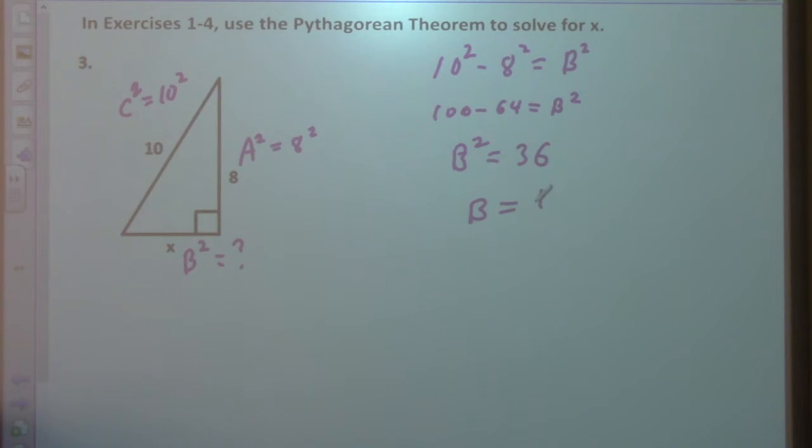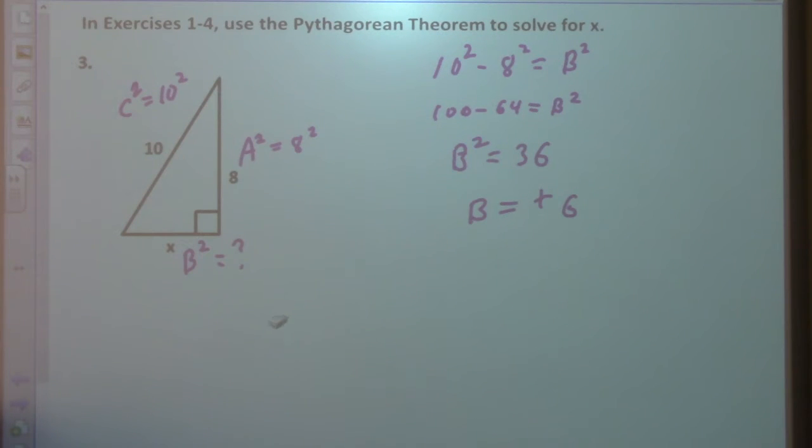we'd say plus or minus 6, but is it really plus or minus 6? No, why not? You're not going to usually have negative distance, right? So we'll just leave this as plus 6. And what kind of triangle do we call this? A right triangle. What other name do we have for it?